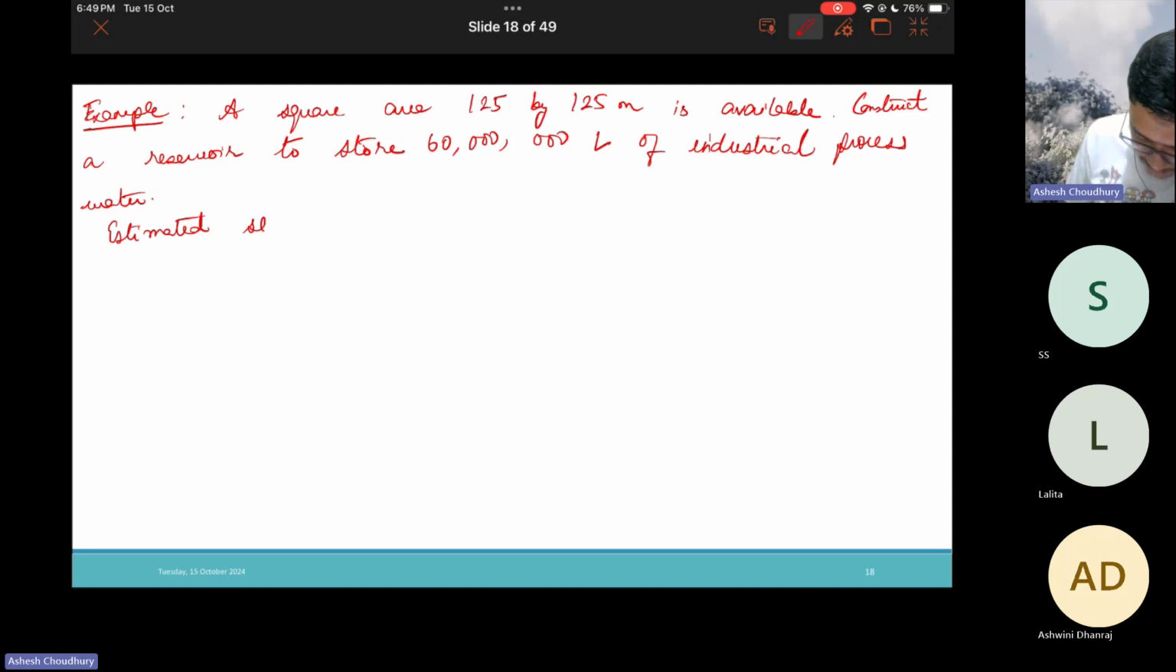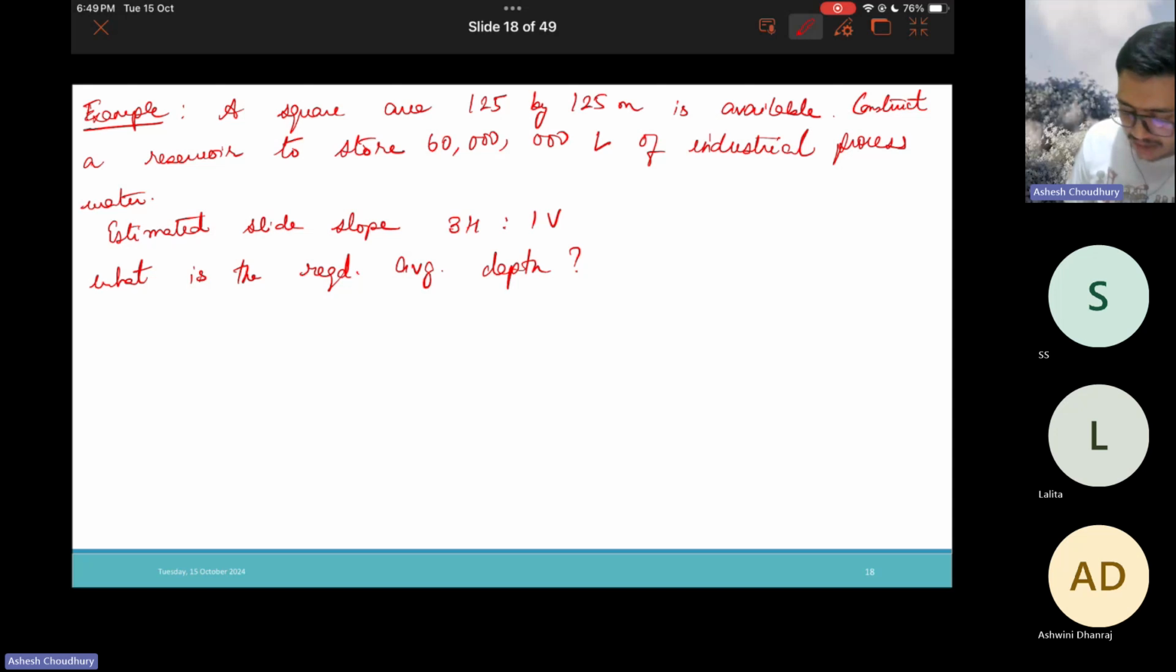Estimated side slope is 3 horizontal to 1 vertical. What is the required average depth? How much depth should we have if you have this criteria? What is V? This much liters is how many cubic meters? Tell me, this much liters is how much in cubic meters.